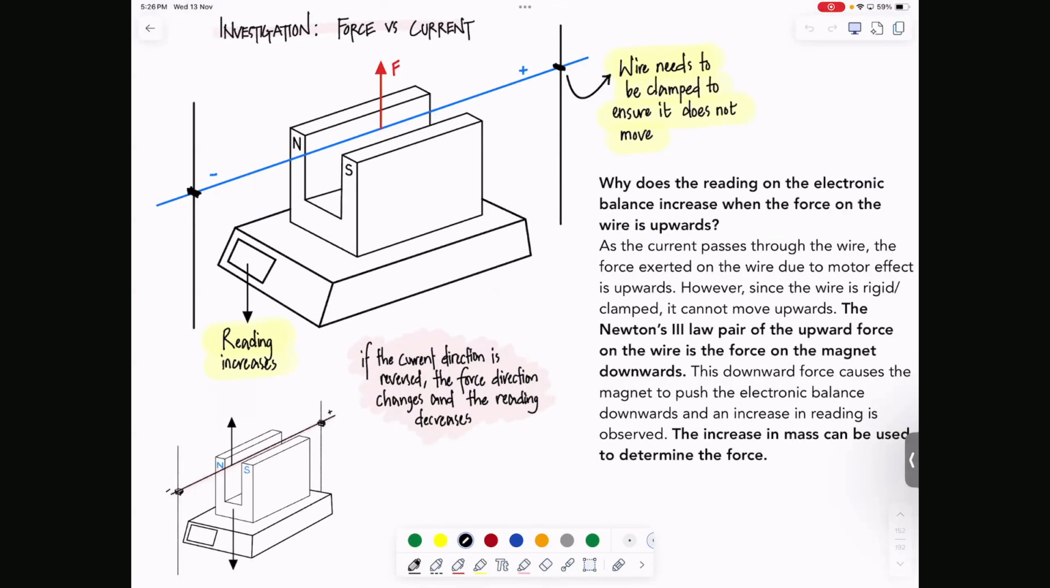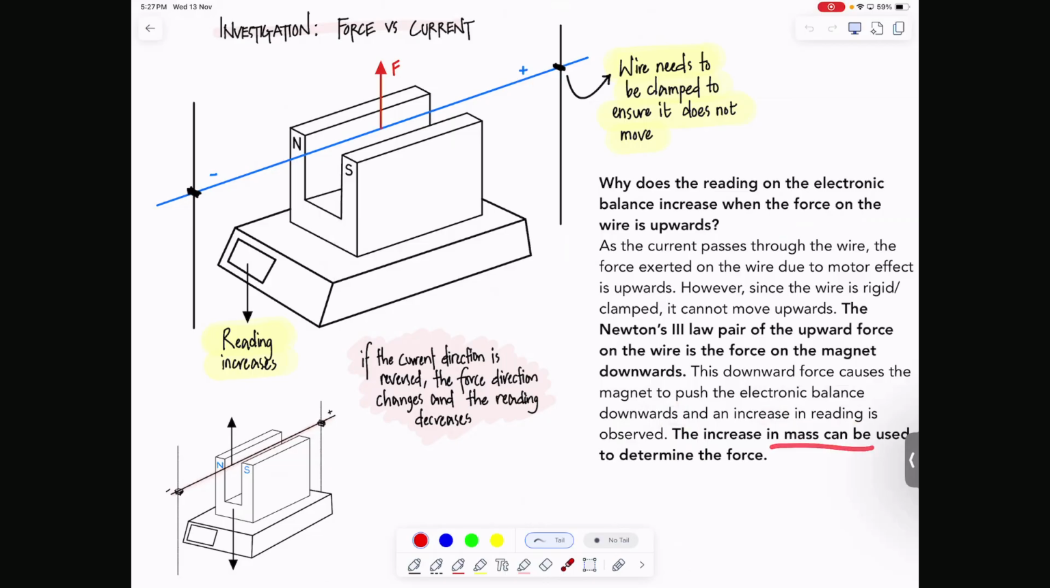So, why does the reading on the electronic balance increase when the force on the wire is upwards? And this has a very important keyword in the answer. It's based on Newton's third law pair. So let's see what the answer is. As the current passes through the wire, the force exerted on the wire due to the motor effect is upwards. Since the wire is rigid or clamped, it cannot move upwards. The Newton's third law pair of the upward force on the wire is the downward force on the magnet, equal magnitude, opposite direction. The downward force causes the magnet to push the balance downwards and increases the reading.